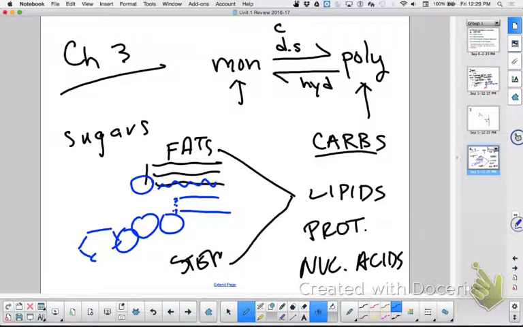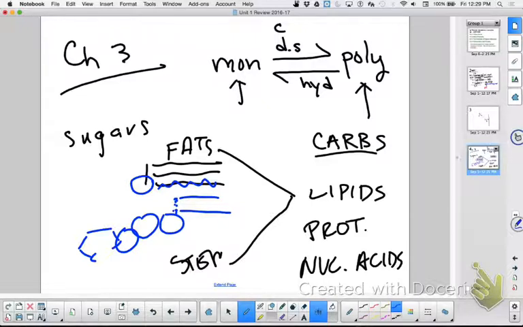Secondary structure, I have 2 choices. What are my 2 choices? Alpha helix or beta pleated sheet. Is that dependent on the R? No. That's dependent on either end, the amino and the carboxyl groups. Yes? Okay, the tertiary structure is the what?